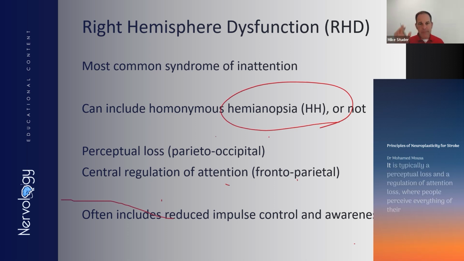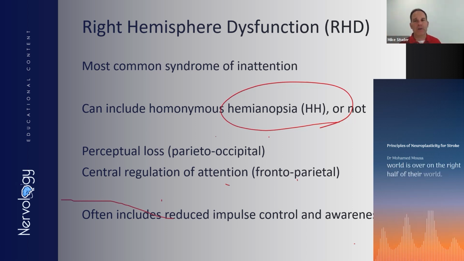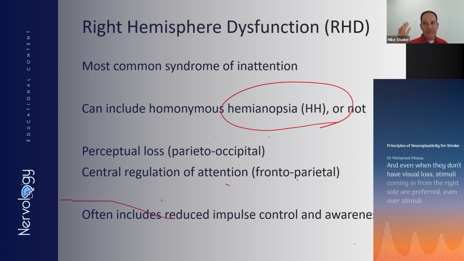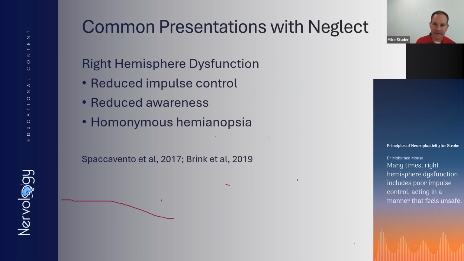It's separate. It is typically a perceptual loss and a regulation of attention loss, where people perceive everything of their world is over on the right half of their world. And even when they don't have visual loss, stimuli coming in from the right side are preferred even over stimuli they could see coming in on the left side. Many times, right hemisphere dysfunction includes poor impulse control, acting in a manner that feels unsafe.